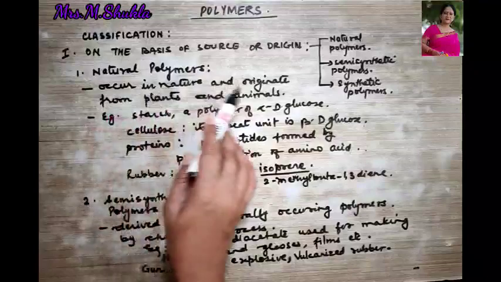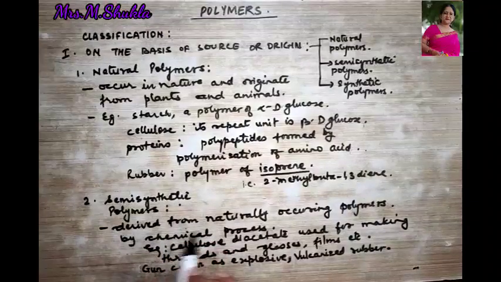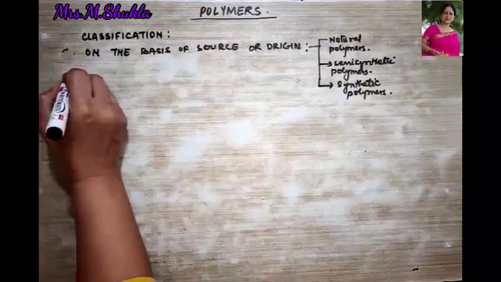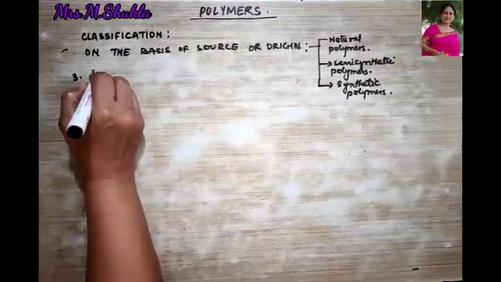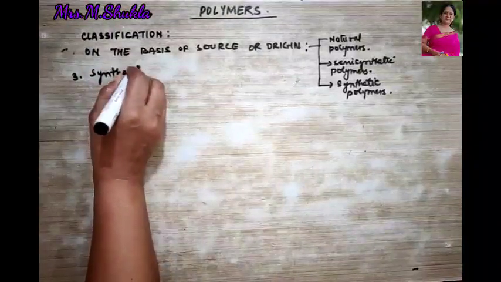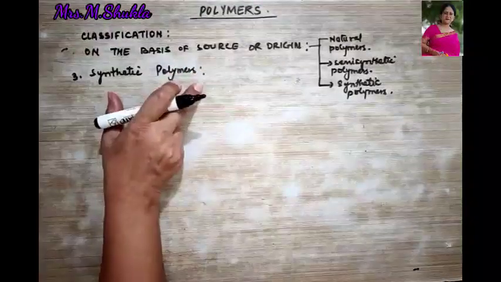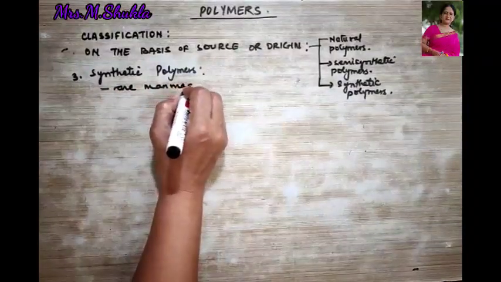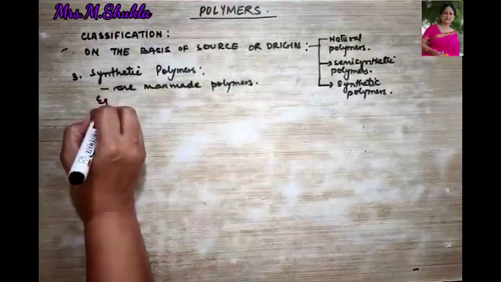So natural polymers occur in nature and originate from plants and animals, whereas semi-synthetic polymers are derived from naturally occurring polymers by some chemical process, and these are some examples. Next, let's discuss the third kind, the synthetic polymers. These are the man-made polymers.